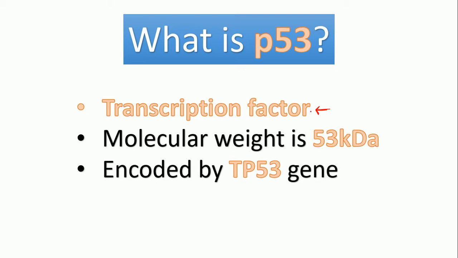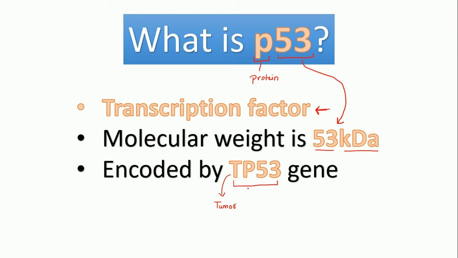And this P stands for protein, and this 53 is the molecular weight of that protein, that is 53 kilodaltons. So that is why the protein is altogether called p53, and the gene that is encoding this protein is called TP53. So this T stands for tumor, and p53 is, as usual, protein 53. So tumor protein 53 gene is encoding the protein which is a transcription factor, which is called p53.